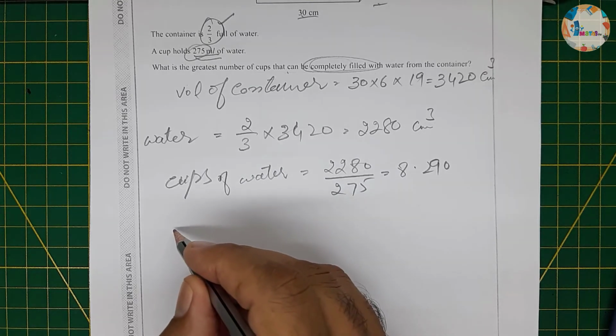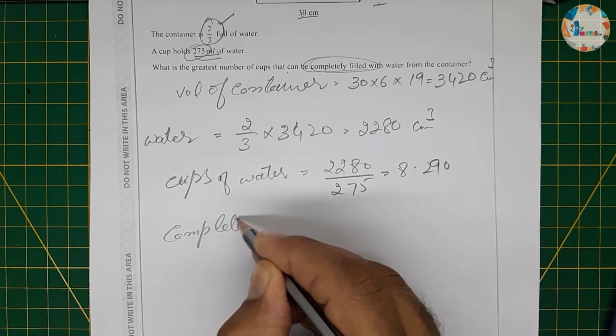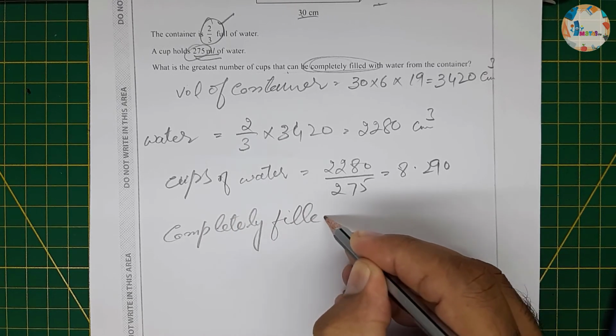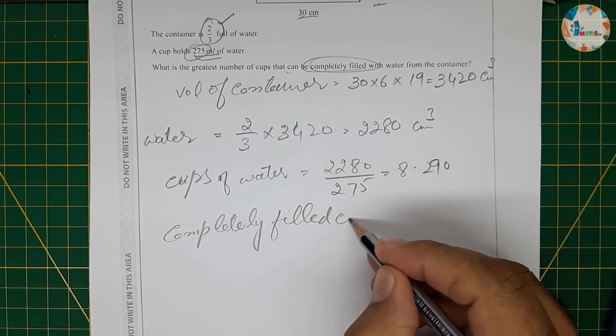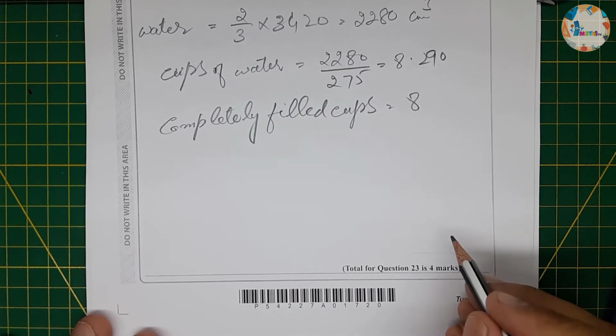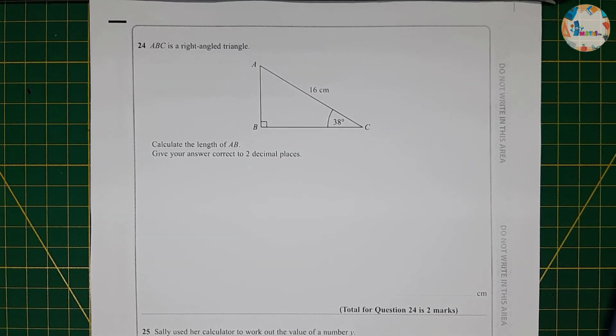So completely filled cups will be equal to 8. So our answer will be 8 over here. This is done.